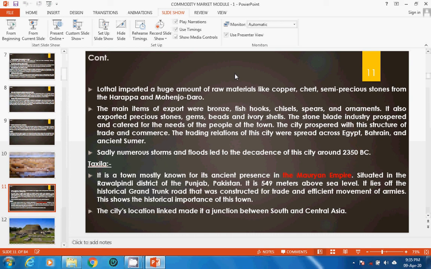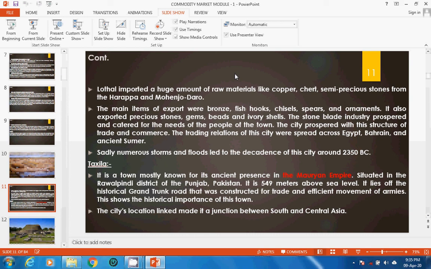Sadly, numerous storms and floods led to the destruction of this oldest city of the Indus Valley civilization. It happened around 2350 BC.